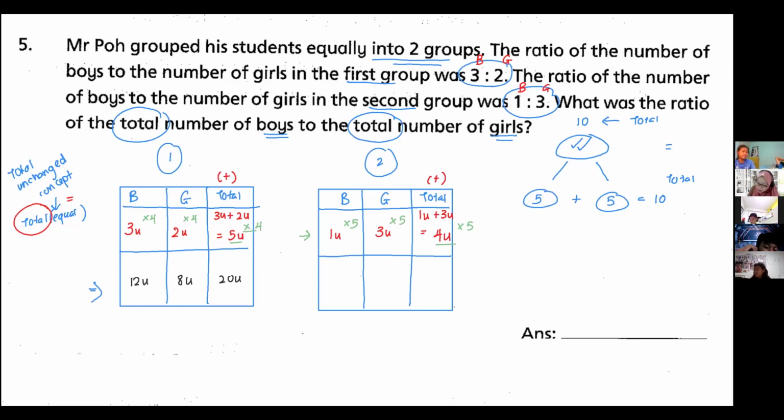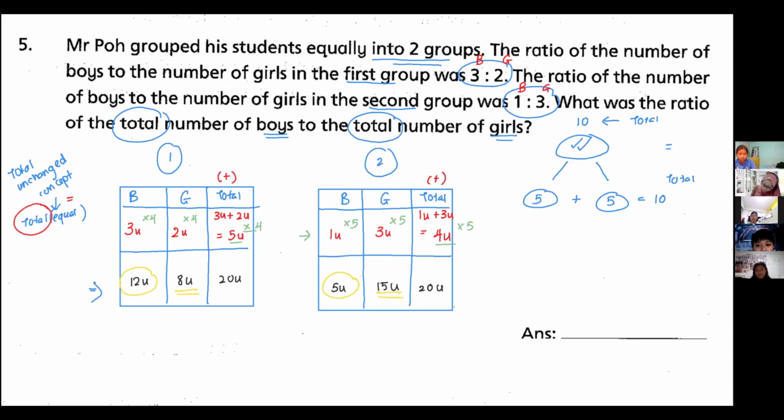The boys in group 2 is 5 units, the girls in group 2 is 15 units. The total, just take 5 plus 15, of course, you get 20 units. Now, they want to know what was the ratio of the total number of boys to girls. So the boys is 12 units plus 5 units. The girls is 8 units plus 15 units.